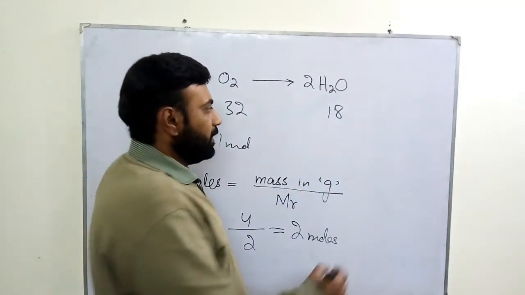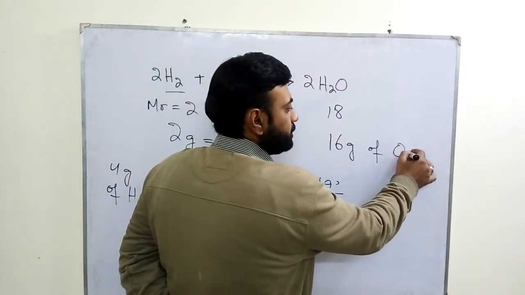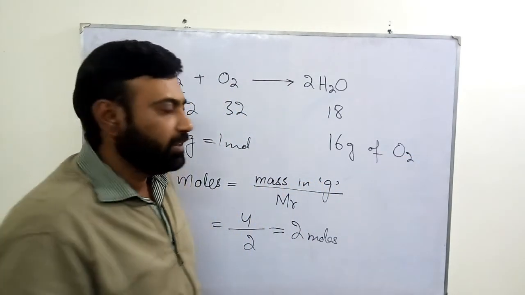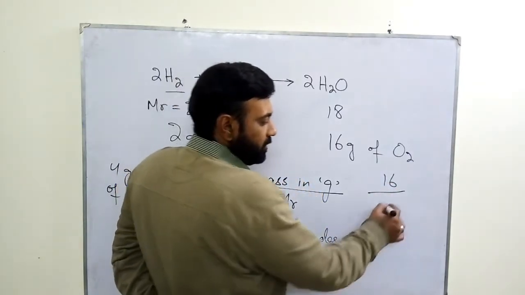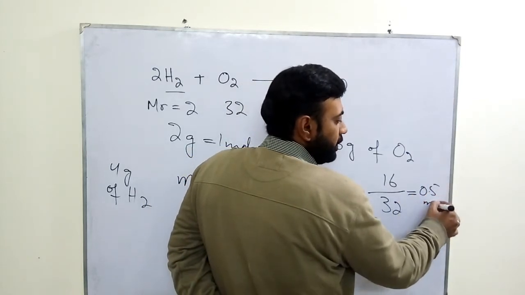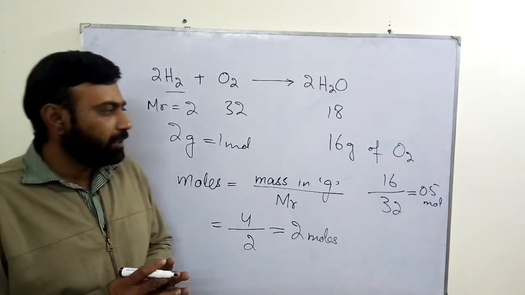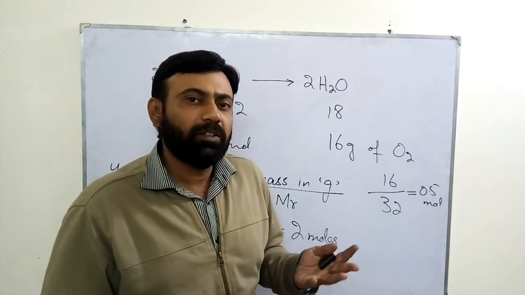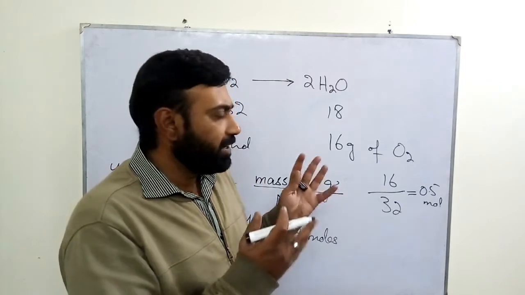If we have 16 grams of oxygen and we need to know the number of moles of oxygen, we can divide its mass by its molecular mass, which is 32, and we will get 0.5 moles. So we can calculate moles if we know the mass in grams, and obviously we can calculate mass in grams if we know the number of moles by rearranging this formula.